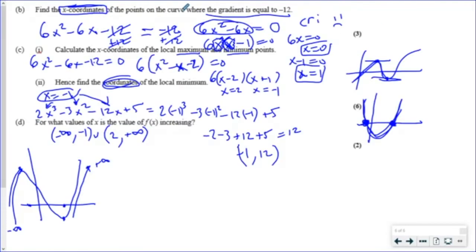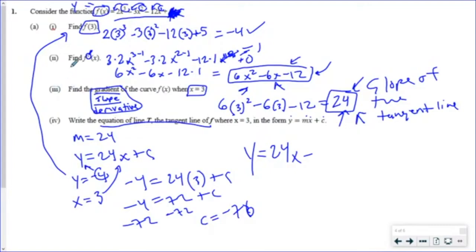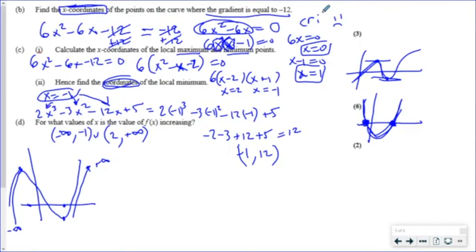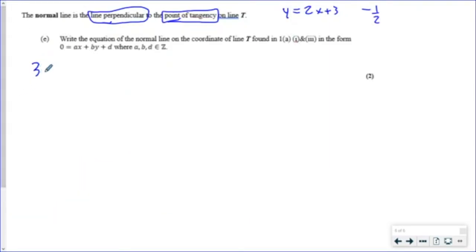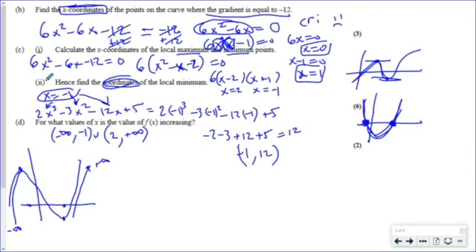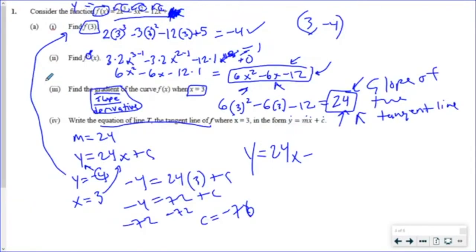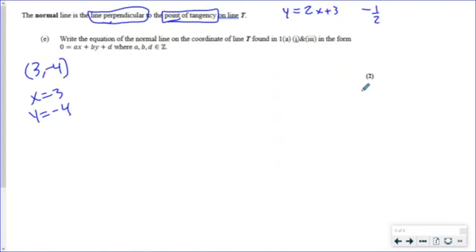So I'll go back. Here, remember, we actually found the point of tangency. When x is 3, we found y to be negative 4. This is our point of tangency. So 3, negative 4. This means that x is 3, y is negative 4. And with our original tangent line, we found the slope to be 24. So if I'm looking for a perpendicular line, the slope is going to be negative 1 over 24. See that? That's magic, I know.